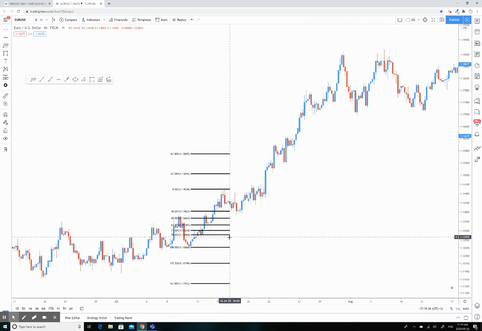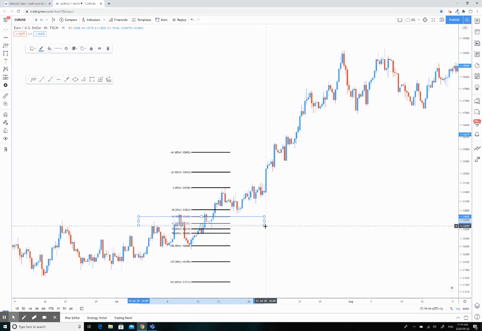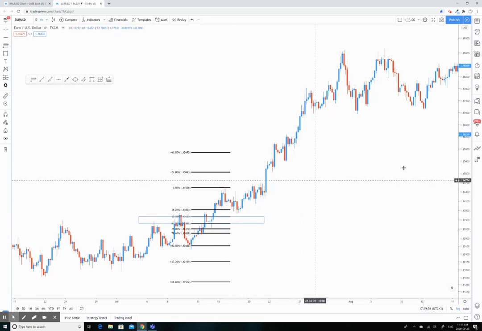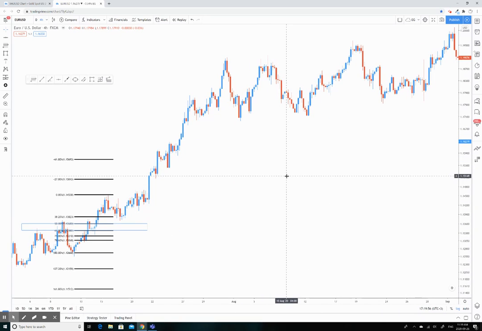Where I'm usually looking to get in is the 50 level, so between the 50 and 61.8. Like I said, it does change with different pairs. The Euro USD, for example, does tend to respect the 38.2 as well, which is why we had a nice continuation there. It didn't come down to where I would be looking to get in, and that's totally fine.